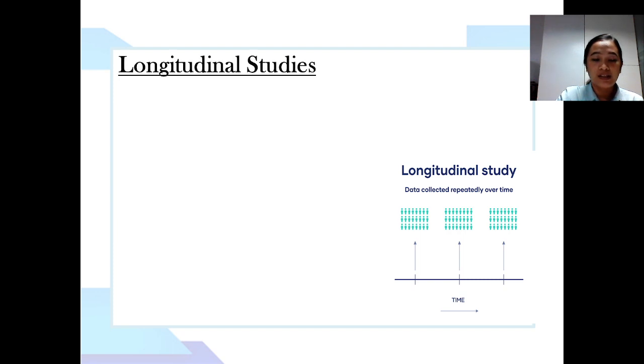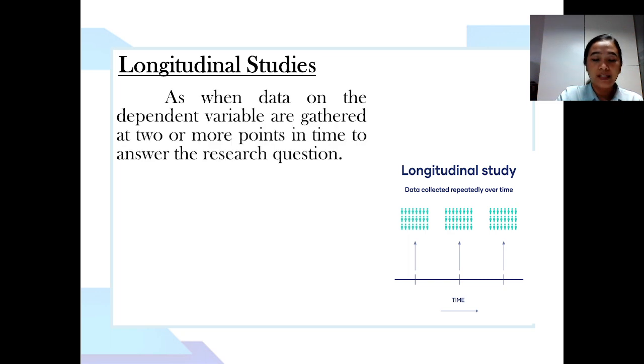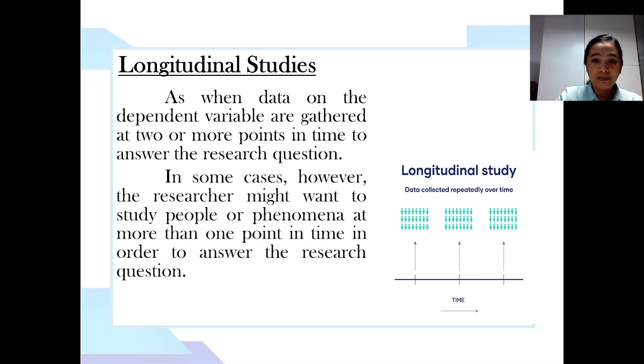Next, let us talk about longitudinal studies. It is when the data on the dependent variable are gathered at two or more points in time to answer the research question. In some cases, however, the researcher might want to study people or phenomena at more than one point in time in order to answer the research question.